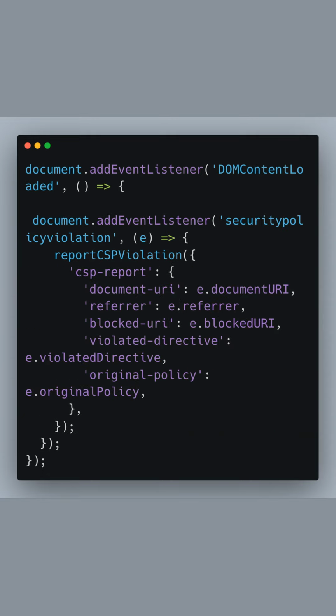Next, we have code that ties together the reporting workflow in the front end. Once the DOM content has fully loaded, we add an event listener for securitypolicyviolation events, which are triggered when the browser detects a CSP violation. When such an event fires, it captures the event object containing details about the violation. These details include the document URI, the referrer, the blocked URI, the directive that was violated, and the original policy. The collected information is then passed to our reportCSPViolation function in the prescribed format.